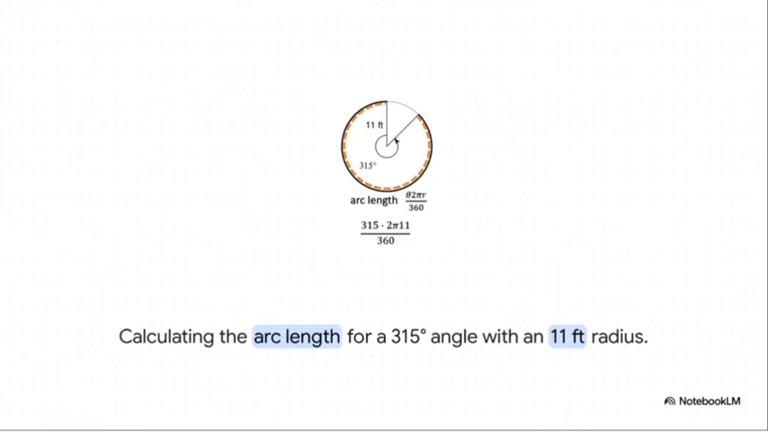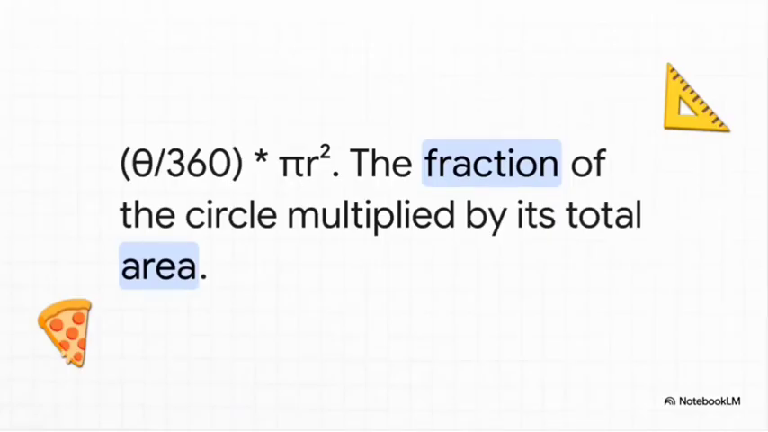Make it real. In this example, our angle is 315 degrees, and the radius is 11 feet. We just pop those numbers right into the formula. So, 315 divided by 360 times 2 times pi times 11. Boom. That gives you the exact length of that orange arc you see highlighted. Simple as that. Okay, we've got the crust covered.